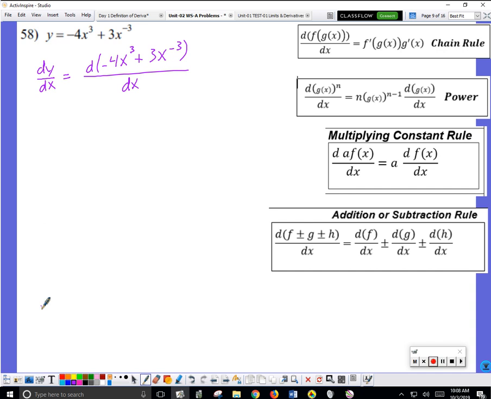This is like the most straightforward unit we will ever do, because all we do is exactly the same thing over and over again. So every problem starts exactly the same way. Take the derivative of both sides.